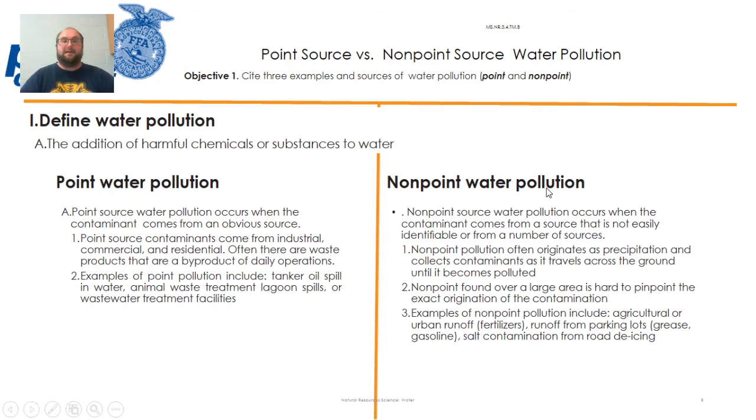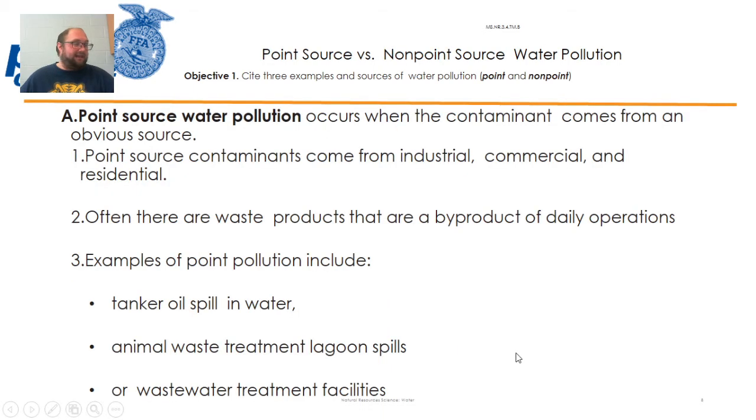So first, let's define water pollution. Water pollution is the addition of harmful chemicals or substances to water. So any harmful chemical, any harmful substance, that is water pollution. All right. And there are two main types of water pollution: point source water pollution and non-point source water pollution. So let's dig deeper into point source water pollution.